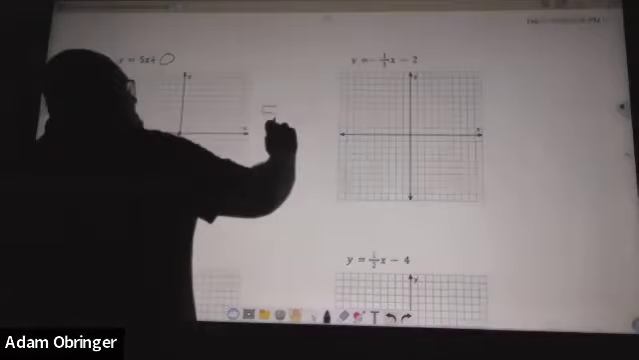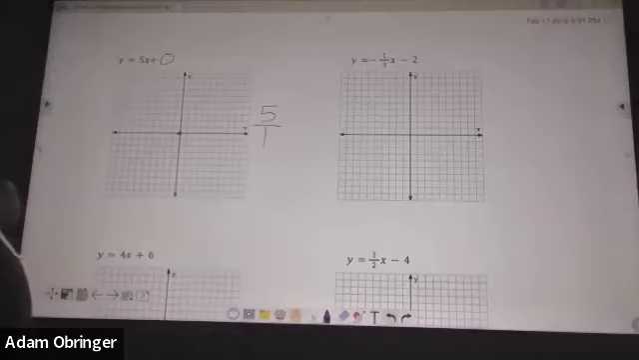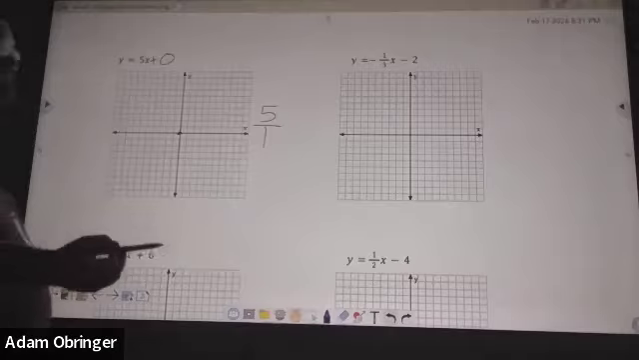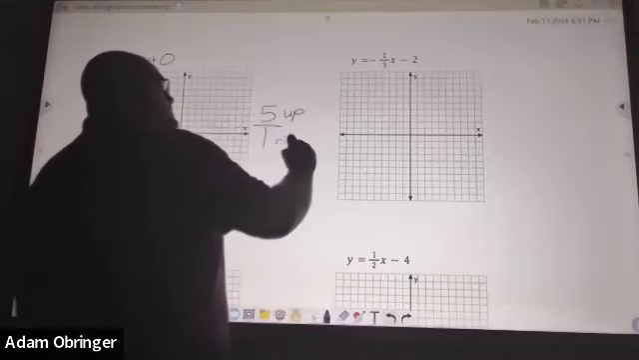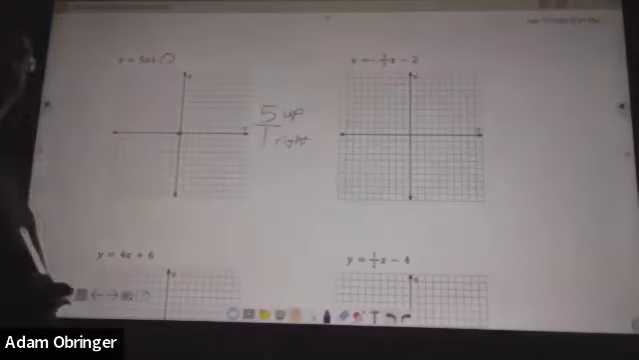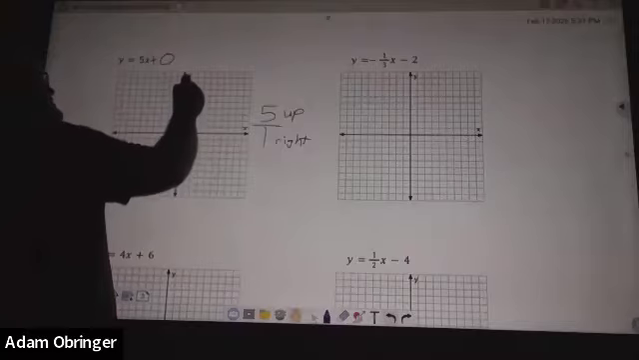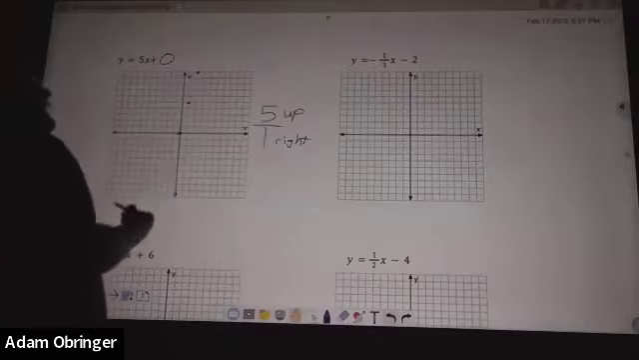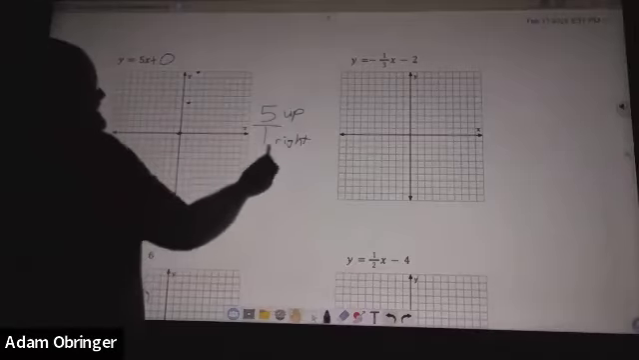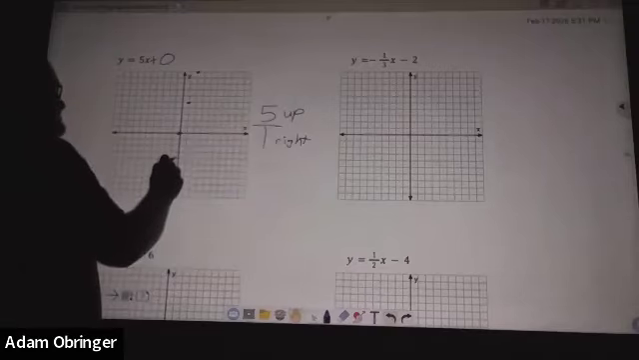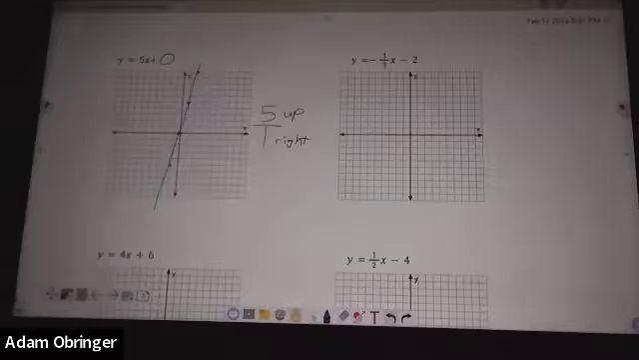So 5x plus 0, we will start at 0. 5 is what I'll copy on the side, and I can put that as 5 over 1. 5 on the top would be up. 1 on the bottom would be right. So up 5, 1, 2, 3, 4, 5, right 1. 1, 2, 3, 4, 5, right 1. And if that's a little hard to see, I could go down 5 and left 1. 1, 2, 3, 4, 5, left 1. Make my line.